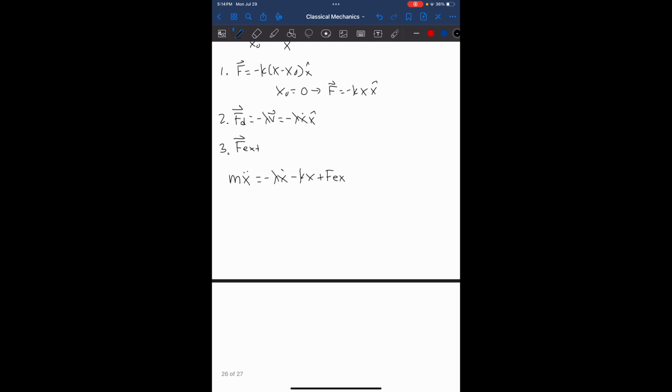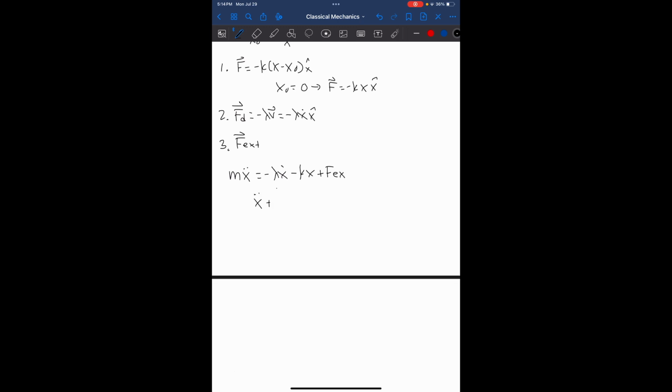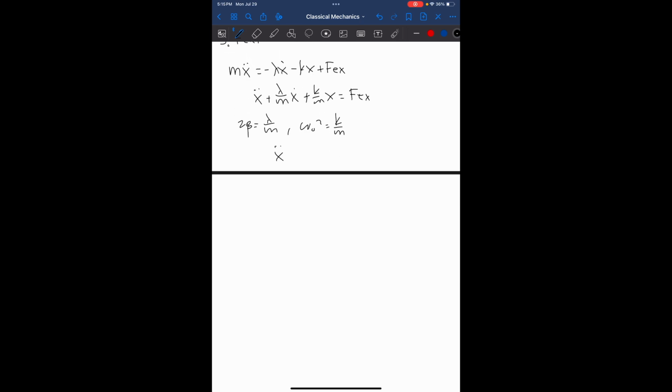We can divide by m and rearrange, and we're going to get x double dot plus lambda over m x dot plus k over m x is equal to f external. We're going to define 2 beta, where beta is the drag coefficient, to be lambda over m. And we're going to define omega naught squared to be k over m, the natural frequency. So we get the most general equation of motion for a harmonic oscillator, which is x double dot plus 2 beta x dot plus omega naught squared x is equal to f external. And in this video, we're going to look extensively at what happens when our driving force is equal to 0.